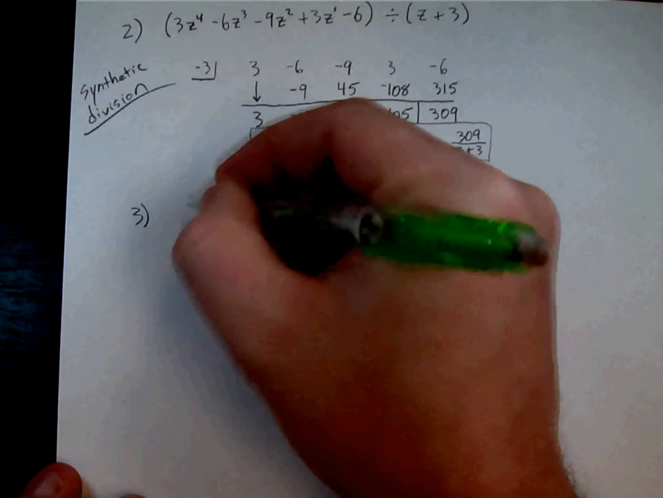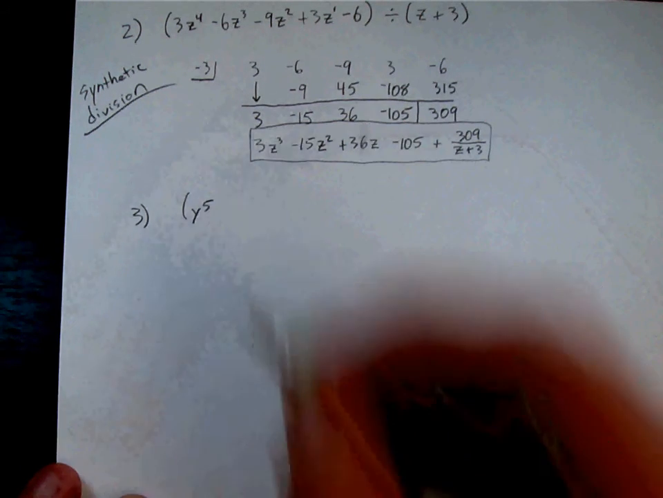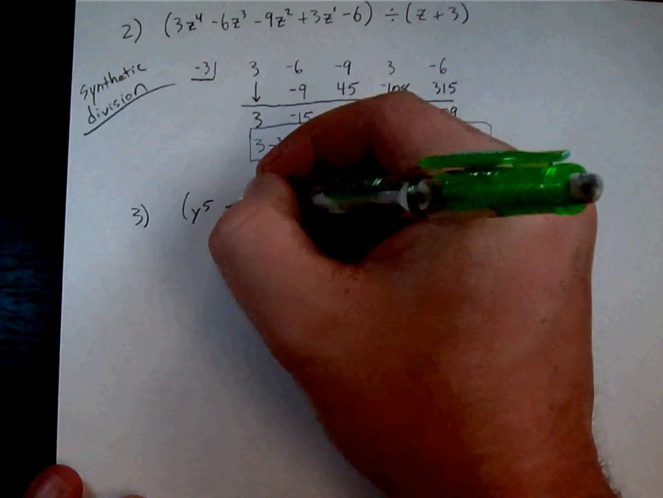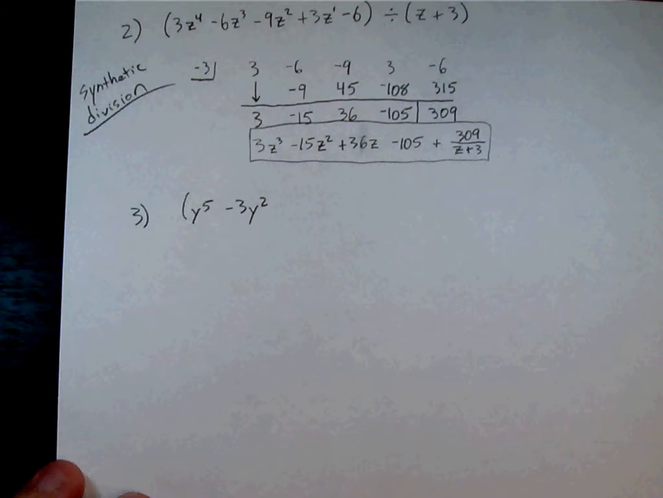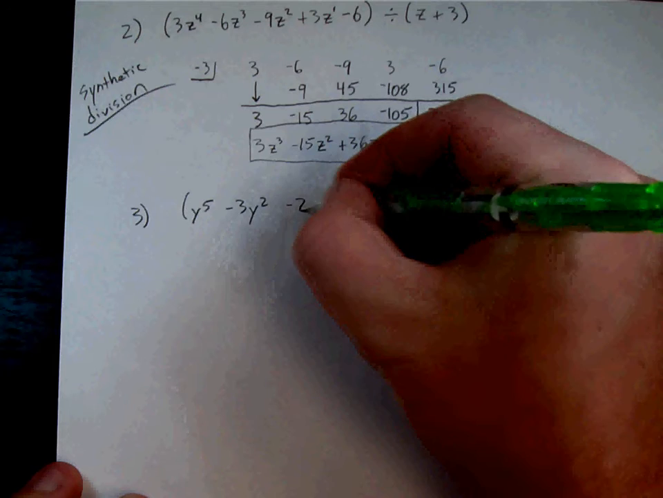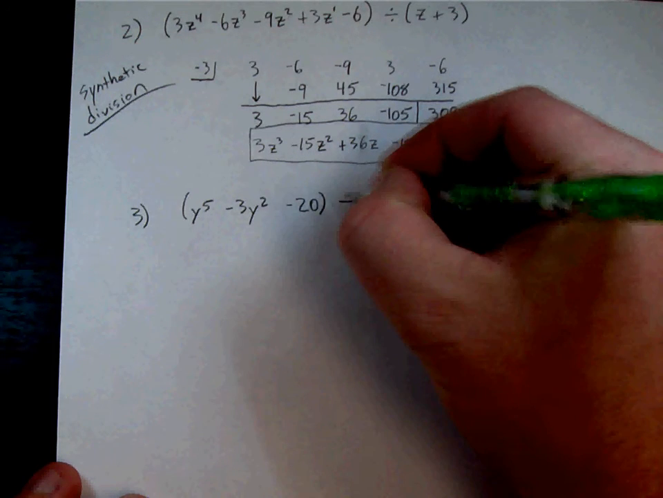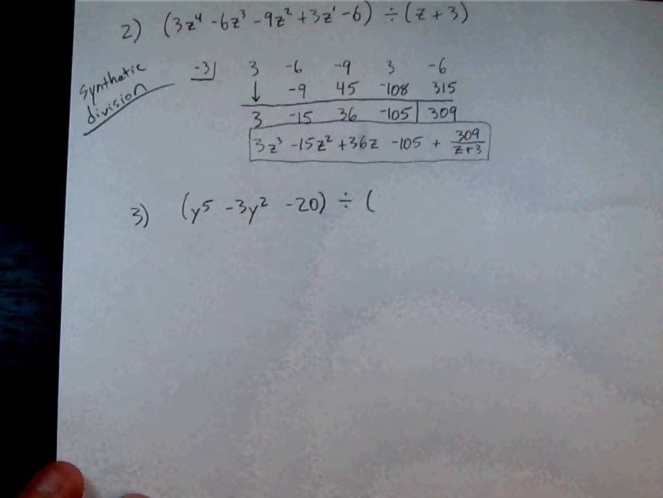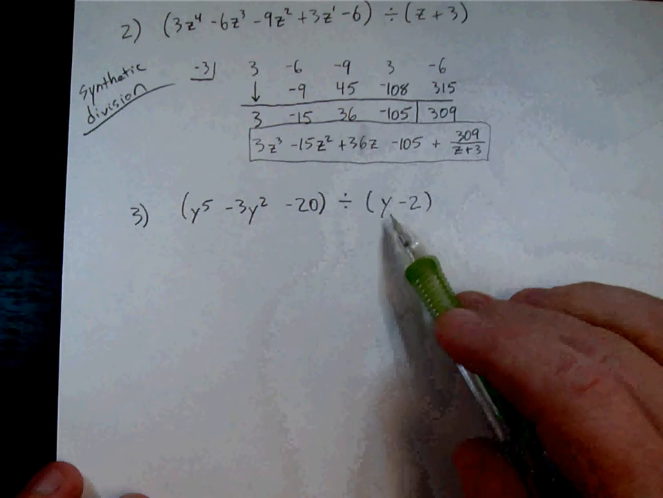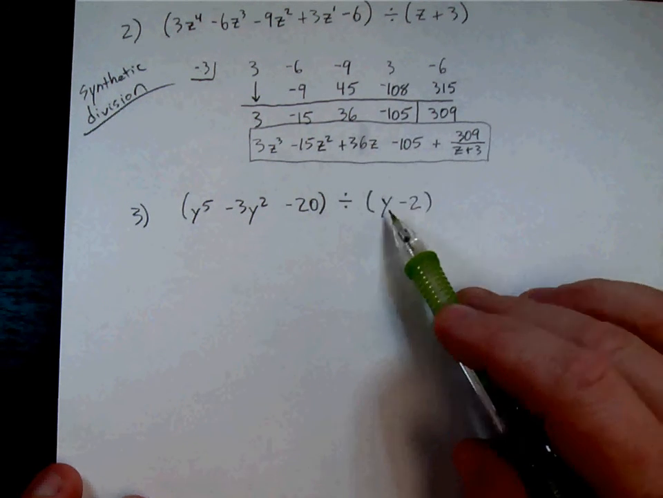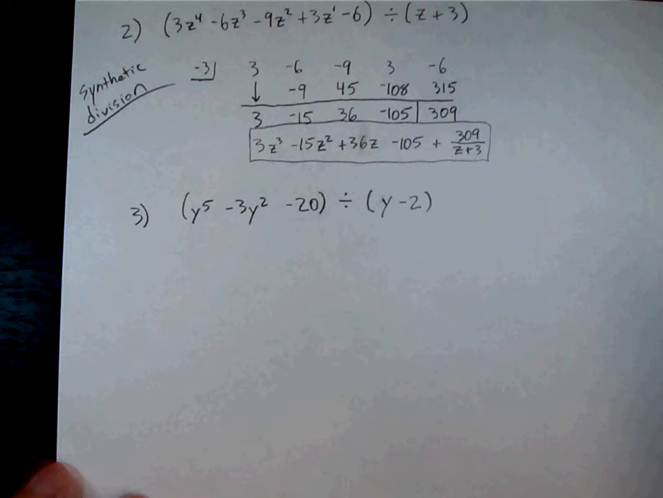Take y to the 5th minus 3y squared. Notice I just skipped some terms there. That's important to realize. Minus 20. I skipped another term. And we're going to divide by y minus 2. Good news. We're dividing by something that's linear. There's no exponent on the y, and there's no coefficient. So this is a perfect synthetic division problem.